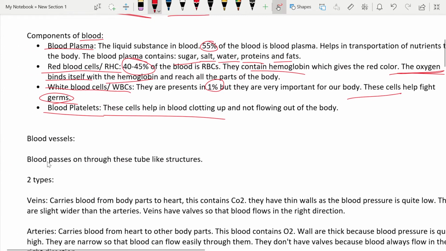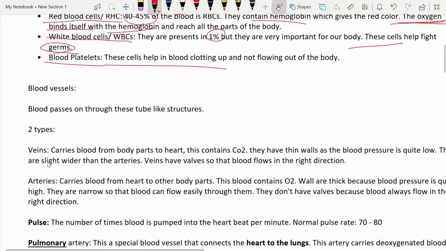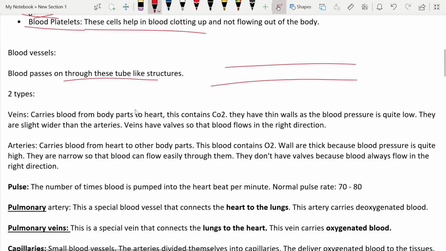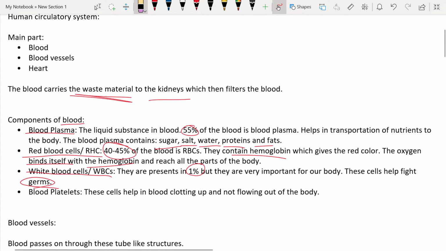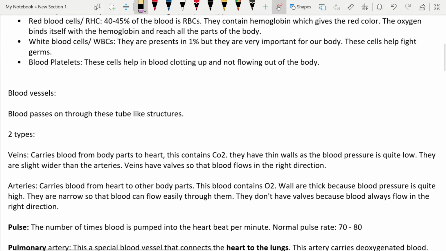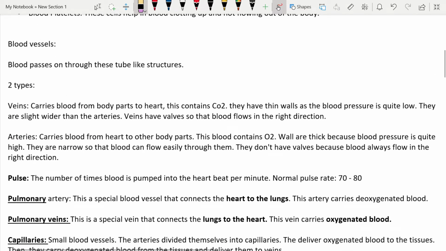Now blood vessels. Blood passes on through these tube-like structures. So they're like tube-like structures, okay? There are two types. Let me make this a bit cleaner by rubbing out all the things so that you see it a bit better. Now it's good. Veins. Veins is the first type of blood vessels. They carry blood from body parts to the heart. Okay, so they get the deoxygenated blood which contains CO2 and they carry it to the heart.